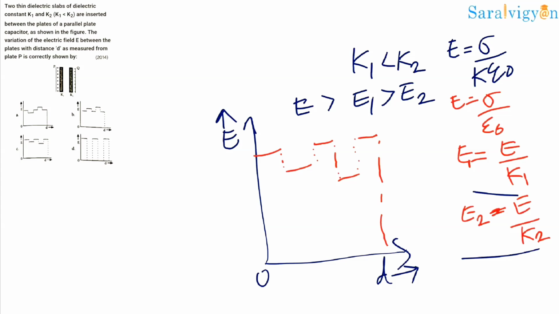Passing through E means it passes through air, where there is no medium, so the electric field E will pass through air, and there will be E over here, and then K1 and then K2, which give E1 and E2 respectively. From this graph we can understand that it is our option C.